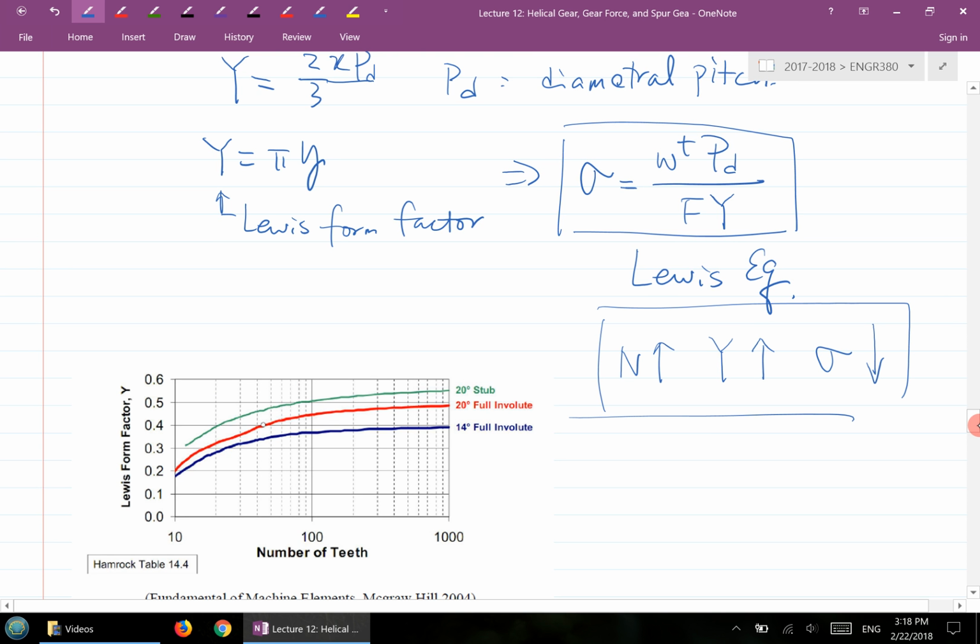I'll explain this a little bit more using that software for illustration, in terms of what exactly the form factor is. So sigma is still at the root base? Yes, it's the same sigma. Okay, see you next week.